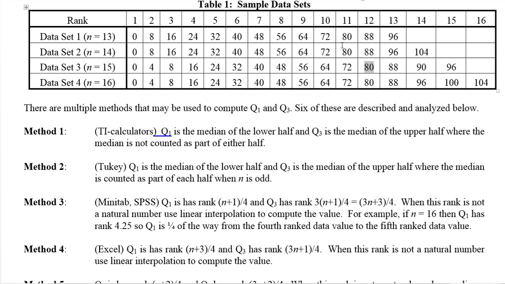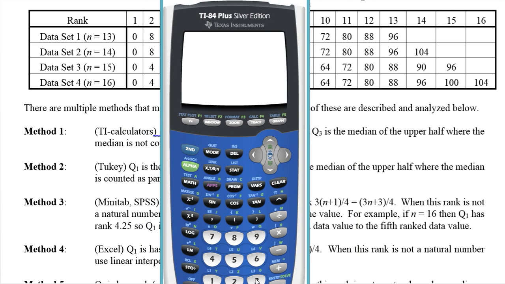But if it's not in that case, it's one of the other cases where this is a fraction, then we get in between and we again interpolate. So for example, with 16 data points, 16 plus 1 is 17. 3 times 17 divided by 4. Let's see what that works out to be. Let's just do it here. 3 times 17 and then divide by 4.